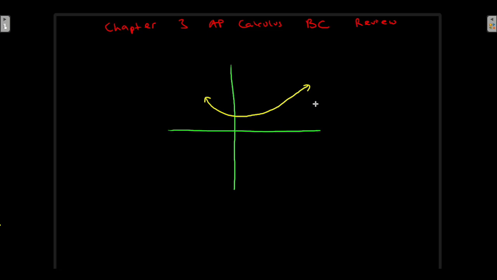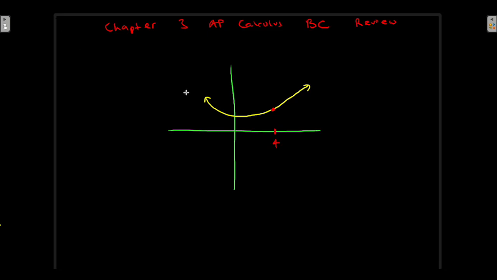Alright, so here we have a random function that I decided to draw, and our function's in yellow, and I'll just make up a random question. Find the slope at this point right here. This point, let's say, is 4.